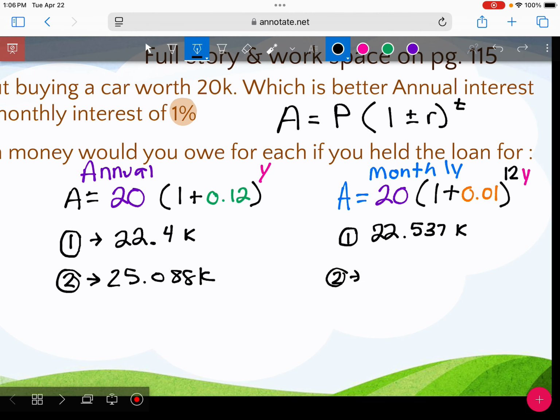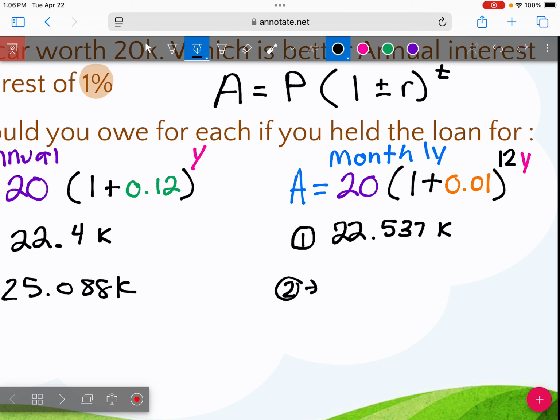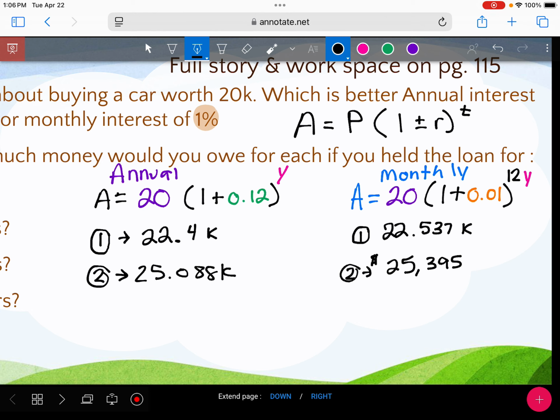And our 2 years, we can see, was our $25,395. Well, I guess I've switched my head into writing that as dollars now. I'm going to switch that back so that we're doing the same units, just so we can keep things consistent. So, okay. Already in just 2 years, if I pick the monthly interest, I owe $300 extra.